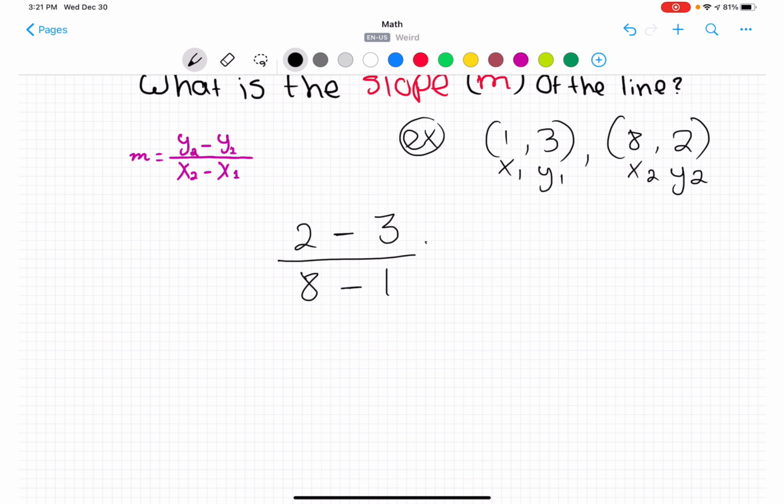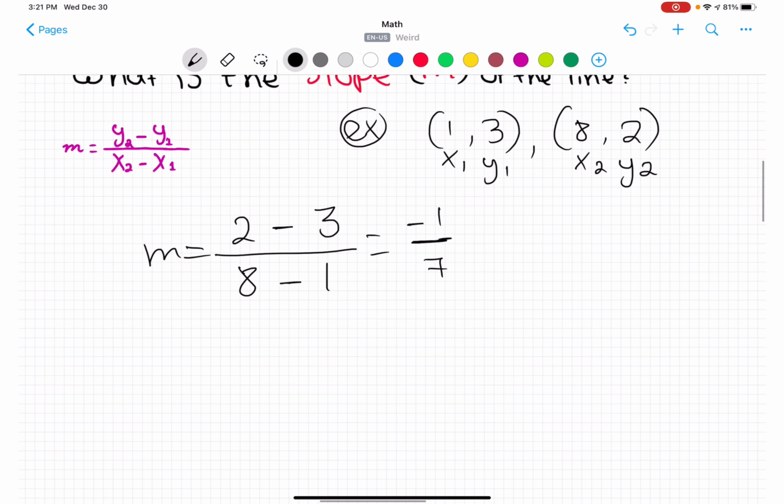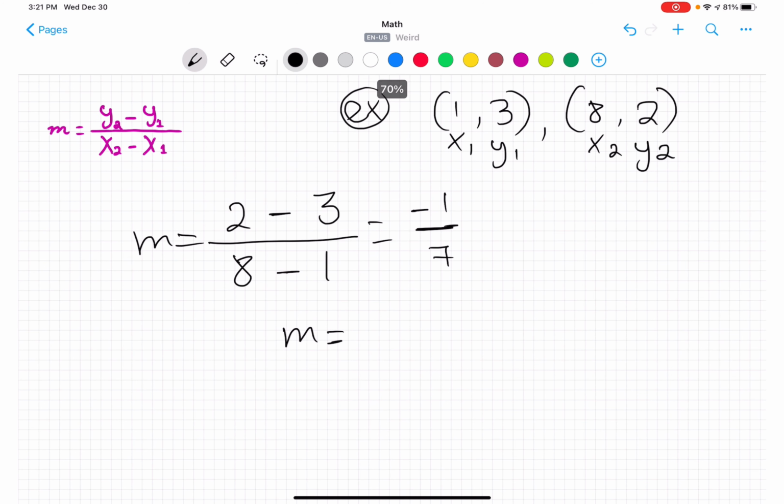So here I would just do everything. I would subtract here. 2 minus 3 is -1, over 8 minus 1 is 7. So here I see that there's nothing else that I can do. There's no way I can simplify this, so I'm just going to keep it like this. Since this equals m, then m equals -1 over 7. The whole thing becomes negative since I have a negative and a positive.